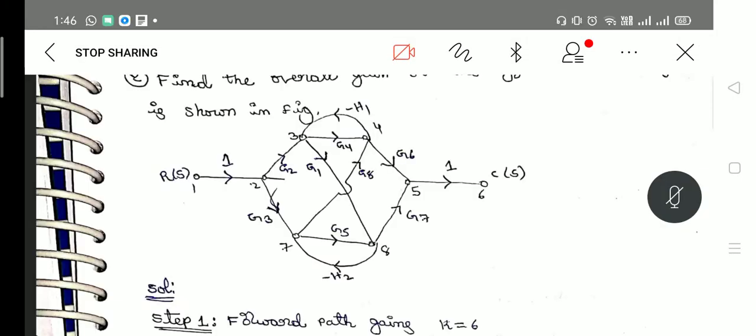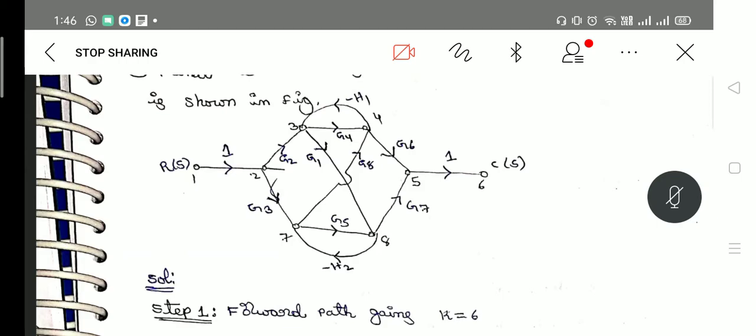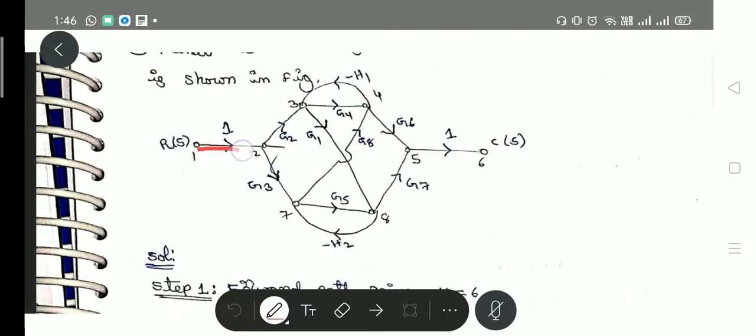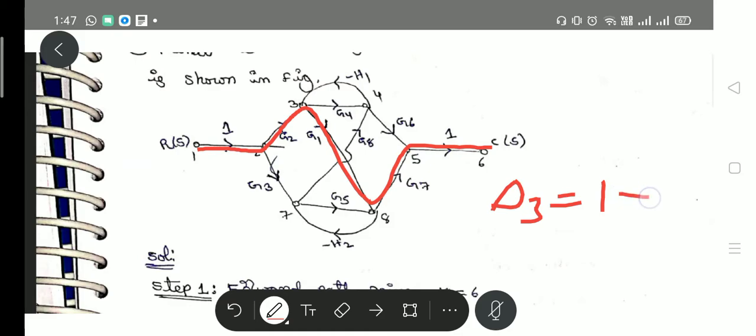Next, the third forward path is this one. This forward path touches all the loops. So delta 3 is 1 minus 0, so 1. All the loops are touching the third forward path, so we take delta 3 as 1 minus 0.